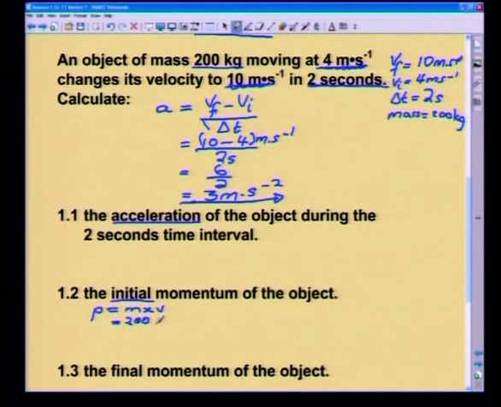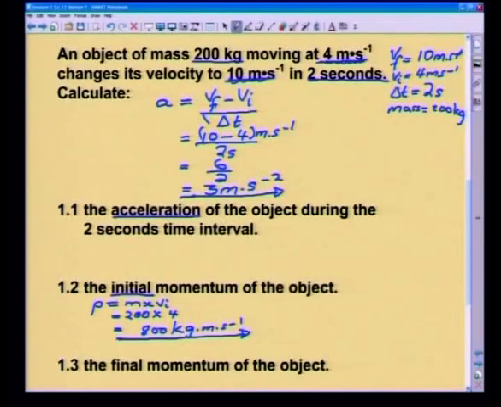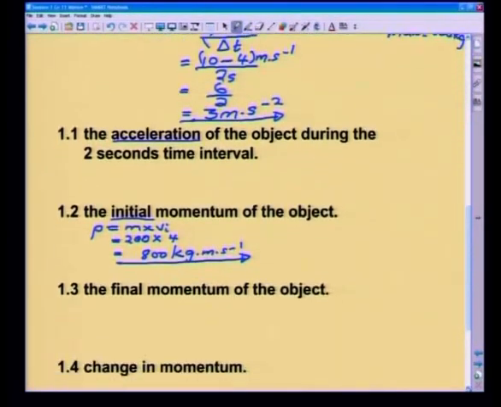And then V, we know now this says initial momentum. So we'll say M times V initial. What is our V initial? It's 4 meters per second. So that will be 4. That will be equal to 200 times 4. The answer will be 800 kilograms meters per second. Remember, don't forget the units of the quantity that you are calculating for. Right, let's move on to the next question.